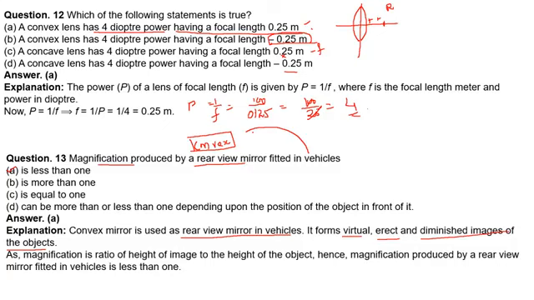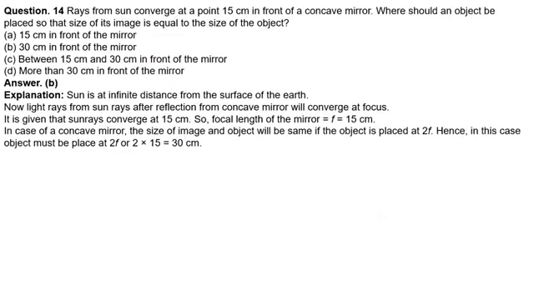So the magnification is the ratio of the height of the image. We know what magnification is? It is the ratio of the height of the image divided by the height of an object. Okay, m is equal to h dash upon h, right? So hence magnification produced by the rear view mirror fitted in vehicle is less than 1. Definitely the height of the image is less than the height of an object, so the magnification will always be less than 1.